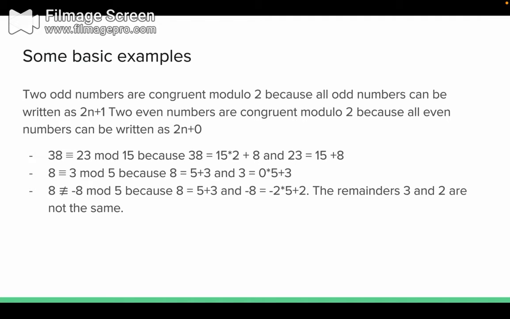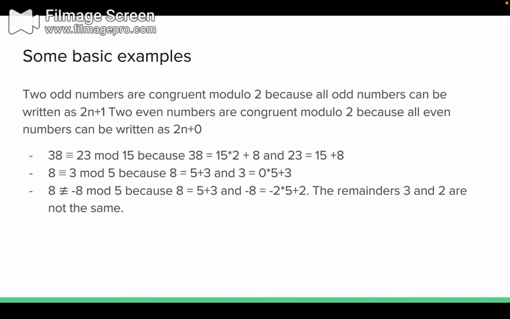Two things to remember are two odd numbers are congruent modulo 2 because all odd numbers can be written as 2n plus 1. Similarly, two even numbers are congruent modulo 2 because all even numbers can be written as 2n plus 0. So let's look at these three that I've listed here.